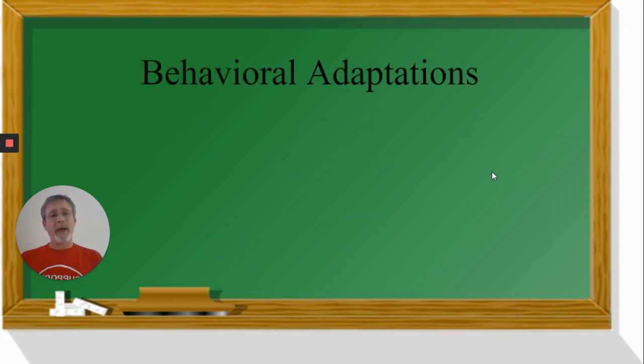Our next word is behavioral adaptations. So that trick again, what's the word in behavioral? Behave. And what does it mean to behave? It means how we act. So behavioral adaptations is how we act in certain situations. But remember, adaptations means change. So we change how we act or how we behave.